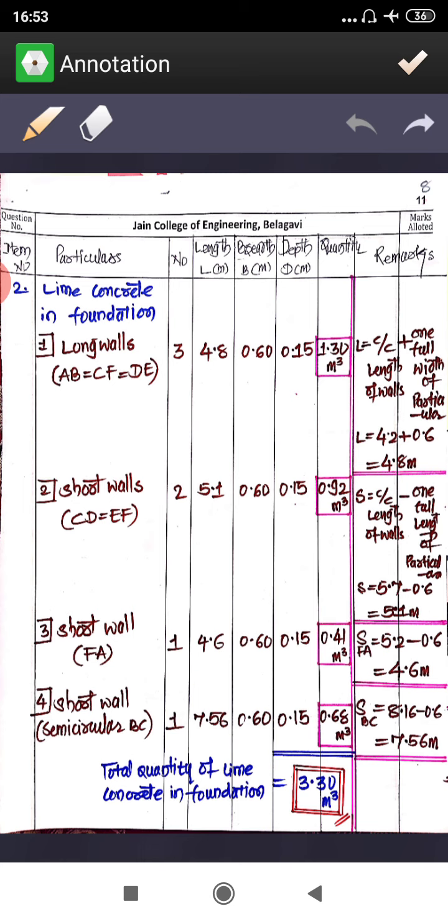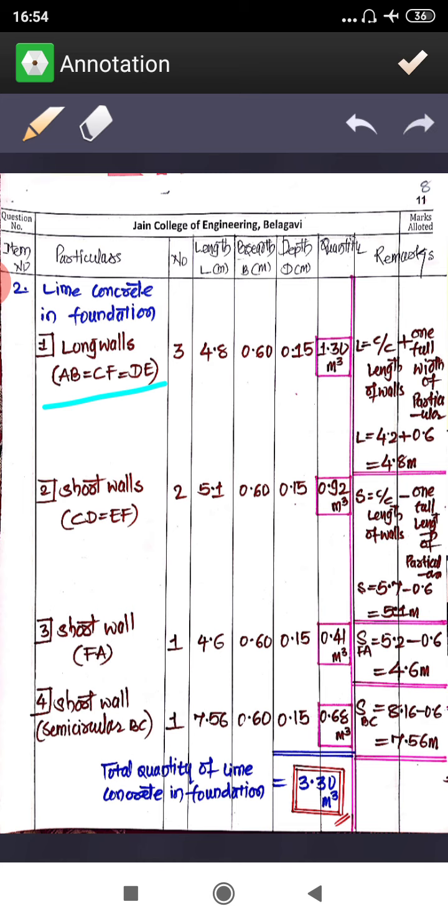See, I'll be writing this: long wall AB is equal to CF is equal to DE. The center to center length is 4.2, you will be adding the width of 0.6, so you will be having a length of 4.8 meter. So this length will remain the same as that of earthwork excavation. Only thing you are going to change here in the lime concrete foundation is the depth. There in the earthwork excavation you have taken 0.65, here you are having 0.15 meter. Only this depth is going to be changed, else the number, length and width remain the same.